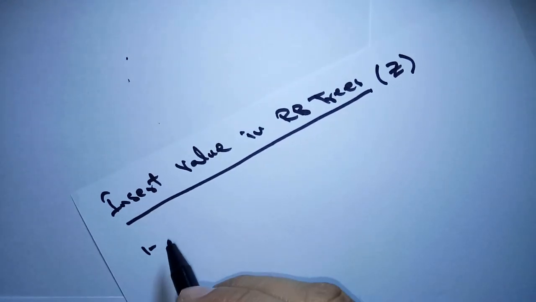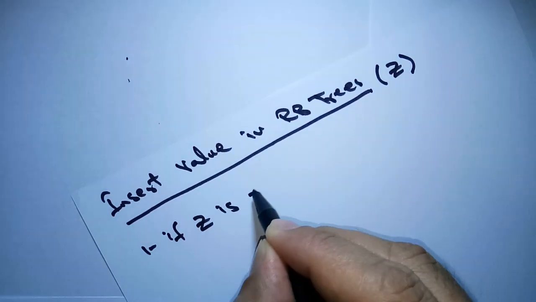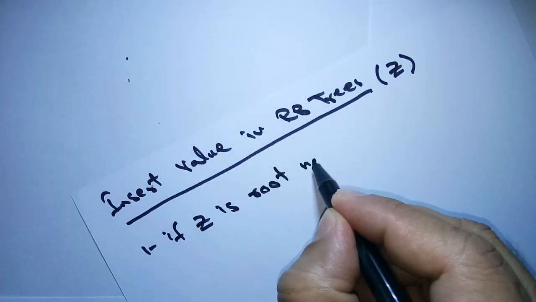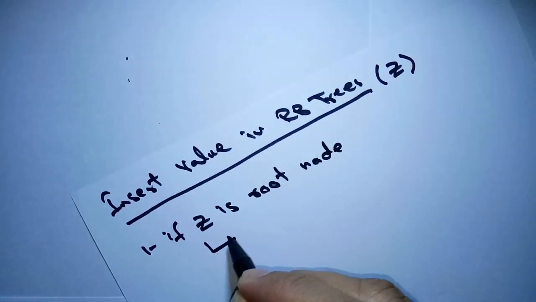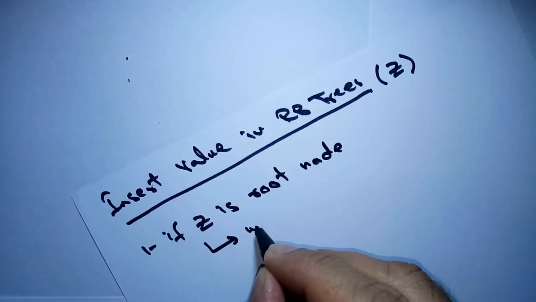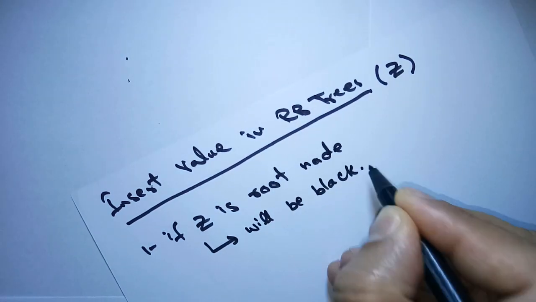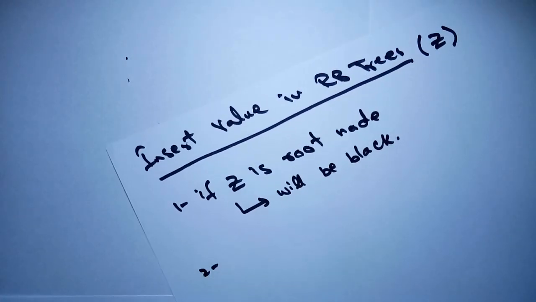So rule number one is, if Z is the root node, it will always be black, so just change the color to black. That's it. Number two, this case is interesting.